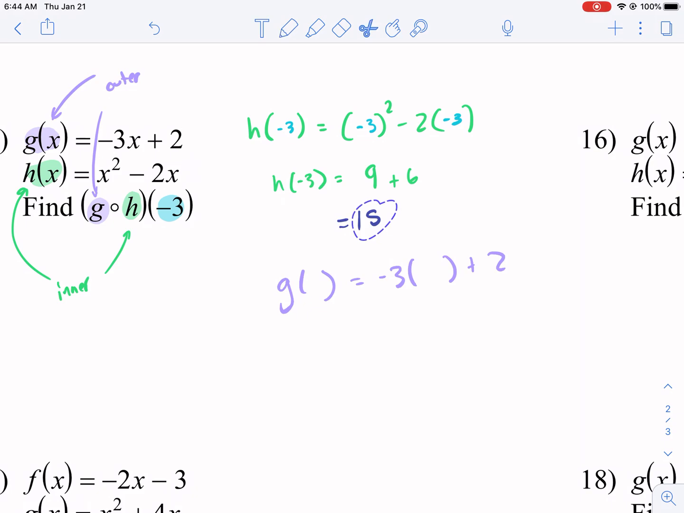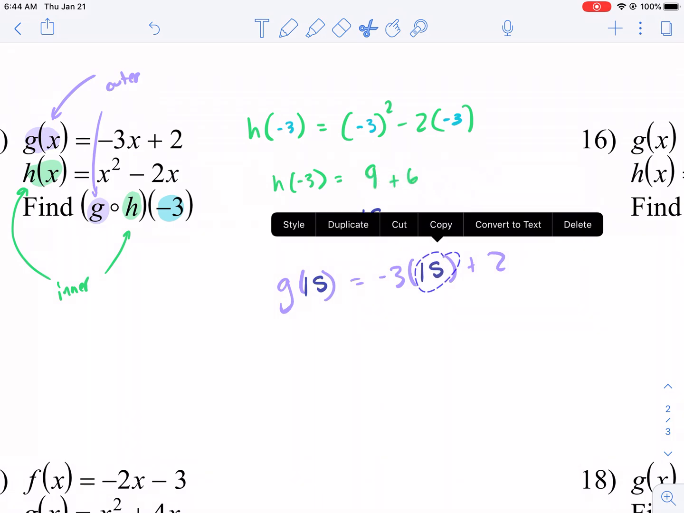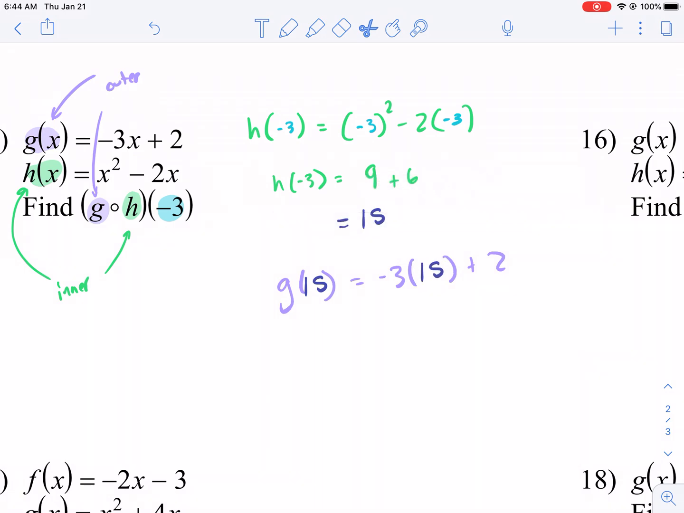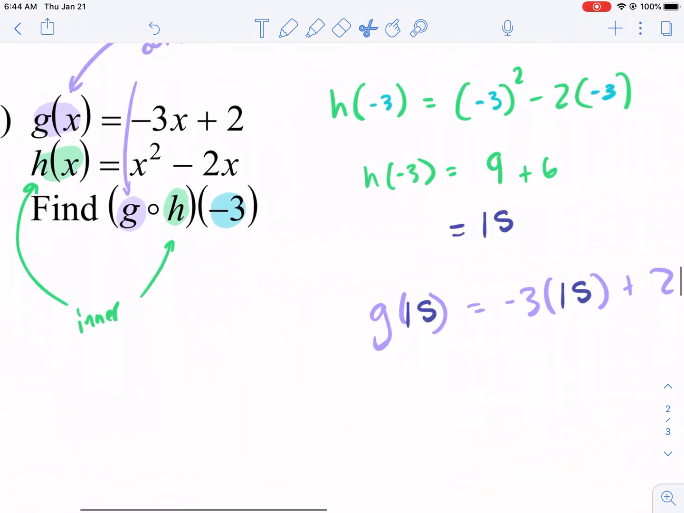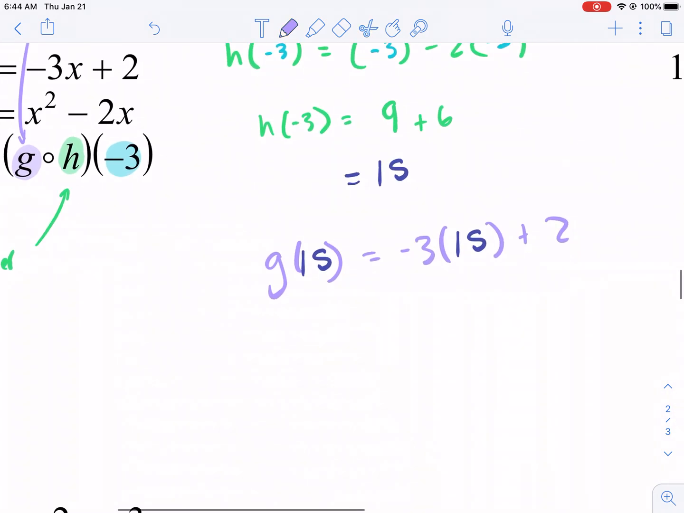Now we're simply just going to take this 15 and we're going to input it right there. So let me copy and we're going to paste. I'm going to input it in for x. So instead of writing x, I am inputting this 15 because that was our result from the inner function, h of negative 3. Now let's solve this.